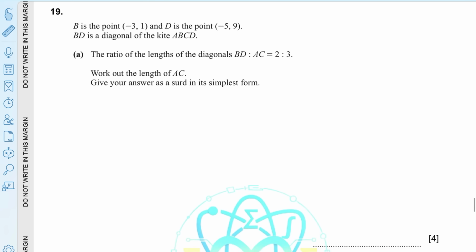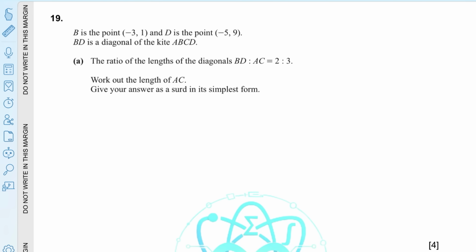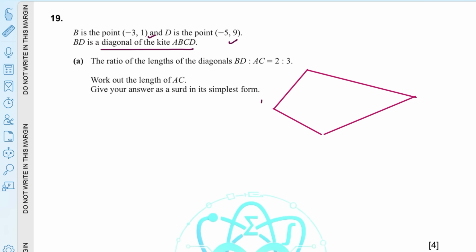Next, question number 19. Yes, it's about coordinate geometry. So B is a point, D is a point, the coordinates are given for both, and BD is a diagonal of a kite ABCD. Okay, let's draw this. So in this way, for example, we can say this is A, this one is B, this one is C, and for example this one is D. So B is given as minus 3 comma 1 and D is given as minus 5 comma 9, right? And BD is a diagonal. Yes, BD is a diagonal as given like this.